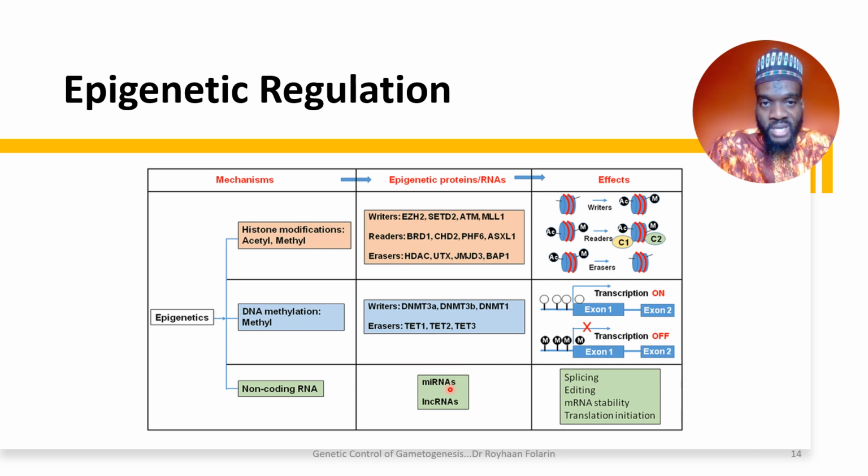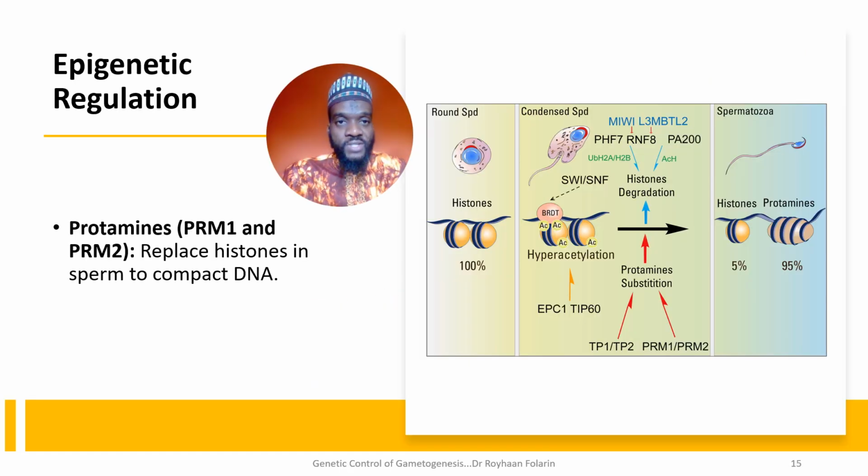For example, microRNA binds to messenger RNAs and thereafter prevents translation, while lncRNAs can recruit chromatin-modifying enzymes to specific gene regions, thereby influencing transcription and chromatin remodeling generally. So these epigenetic factors and modification mechanisms really play a lot of role in fine-tuning the activity of genes, thereby contributing to the precise orchestration of gametogenesis at the end of the day.